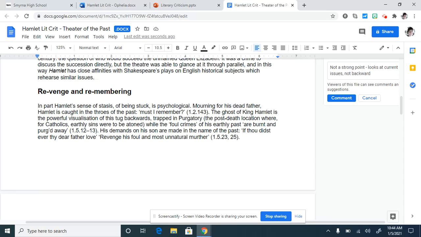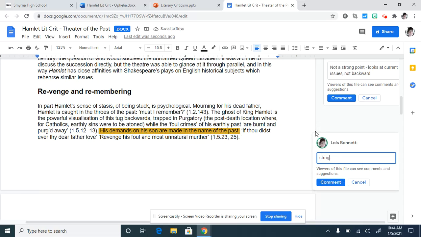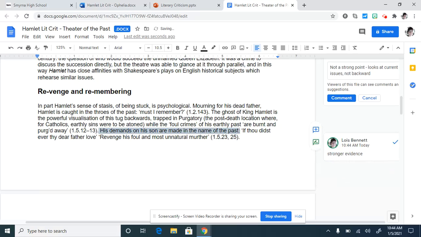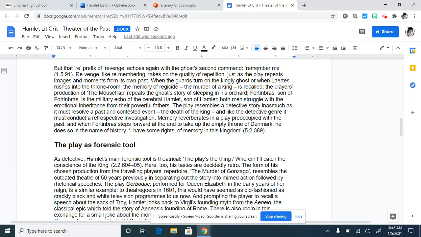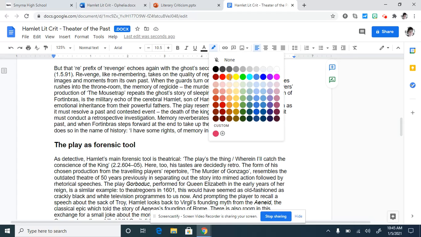This next point, revenge and remembering, is stronger in the direction of the author Smith's thesis that Hamlet looks backwards. It talks about mourning for a dead father, and it talks about that his demands on his son are made in the name of the past. I would say that that is a stronger point. And even just the word remember is kind of a strong point here for this section.